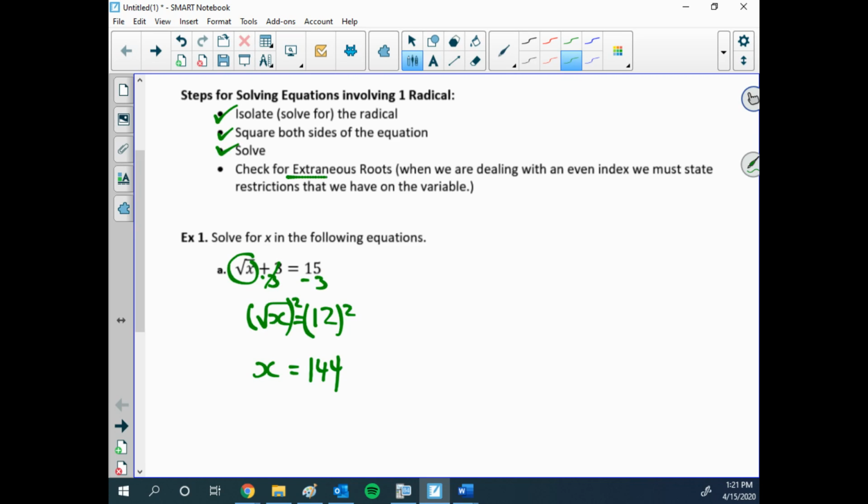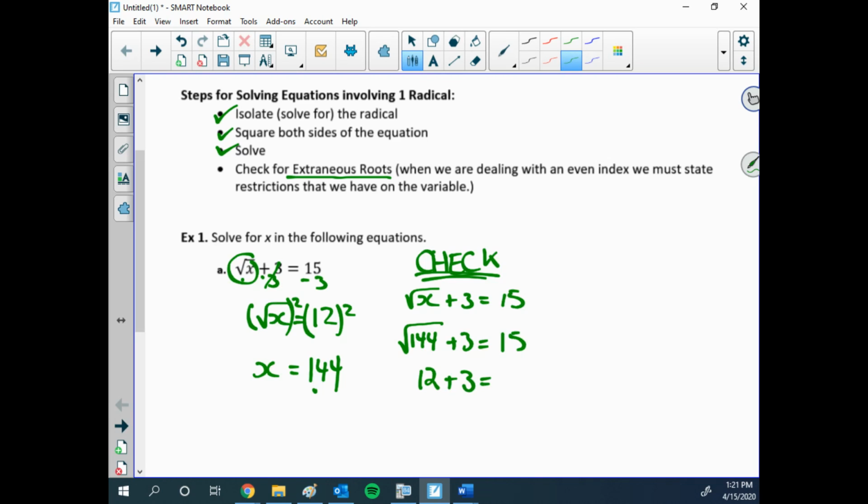Now the next part says check for extraneous roots. I can do this in two different ways. I can take my answers and substitute them back into my equation. So let's check. To check, I need to take this number and put it into my original equation wherever there is an x. So does the square root of 144 plus 3 equal 15? Well, the square root of 144 is 12, plus 3. Does that equal 15? Yeah, it does. So that means this is part of my answer. I can check it that way.